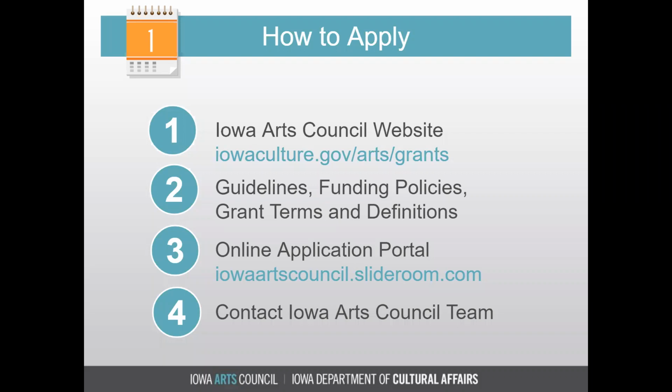Step 1 is to go to the Iowa Arts Council's website, iowaculture.gov/arts. Then click on the Grants tab. Here you'll find a list of Iowa Arts Council administered grant programs, including this one.